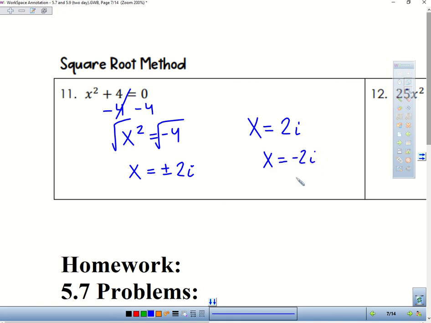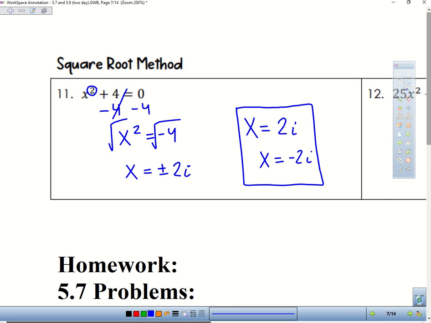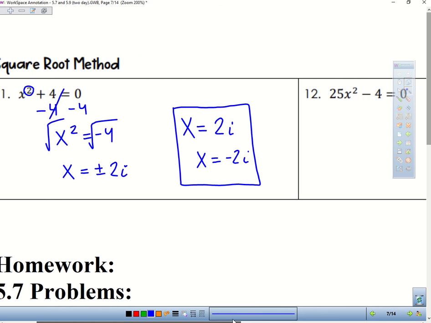Both of these solutions are what? Imaginary, right? And the degree is 2. Is that consistent with what we have here? Yes. Oh, yeah, right, I forgot you can check the degree. You can check the degree and make sure you're right.